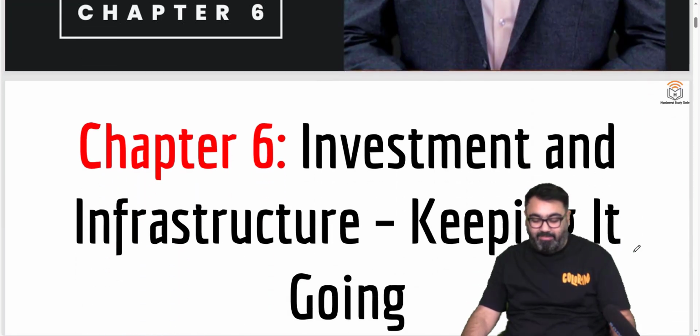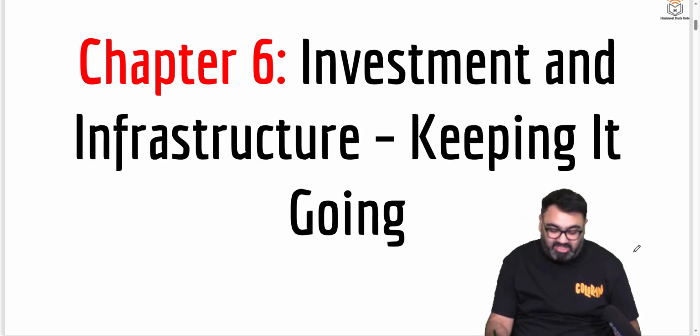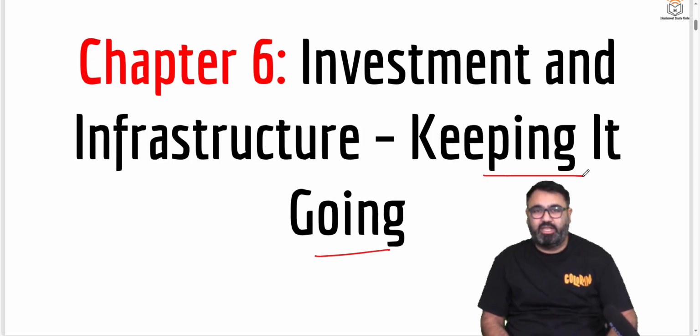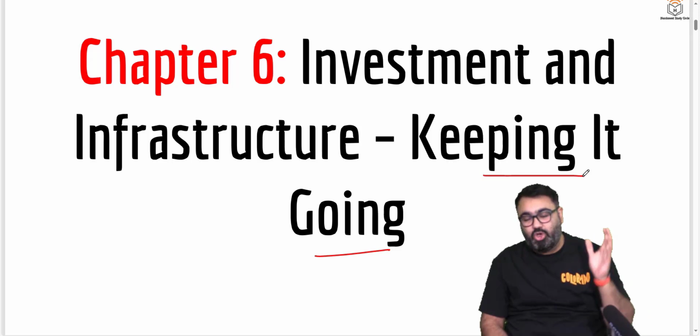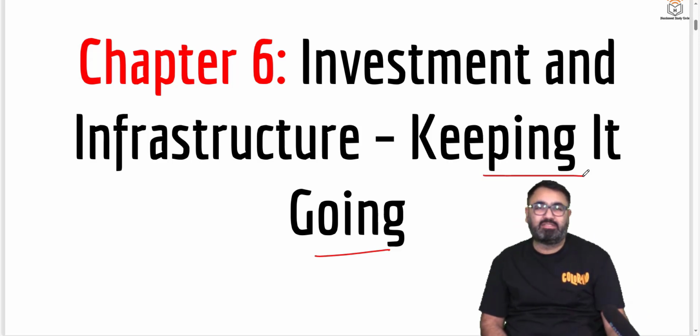Let's begin with what chapter number 6 holds. Chapter number 6 is titled Investment and Infrastructure, Keeping It Going. So in other words, it talks about investment and infrastructure in India, and it says that it has been good in the past few years and they just want to continue. The economic survey tells its suggestions on how to continue on the same path.